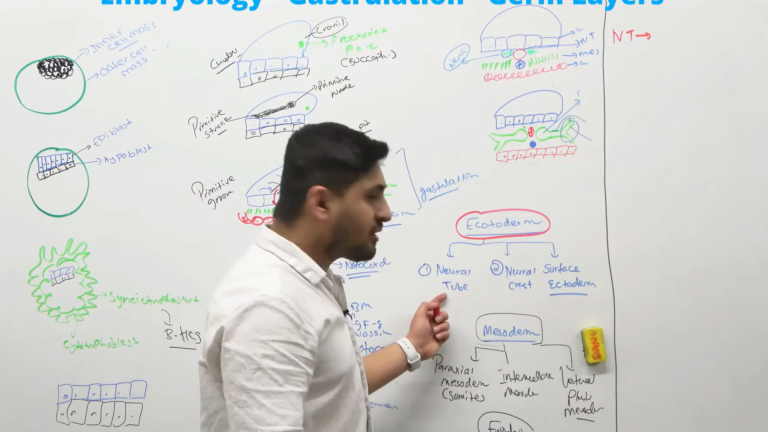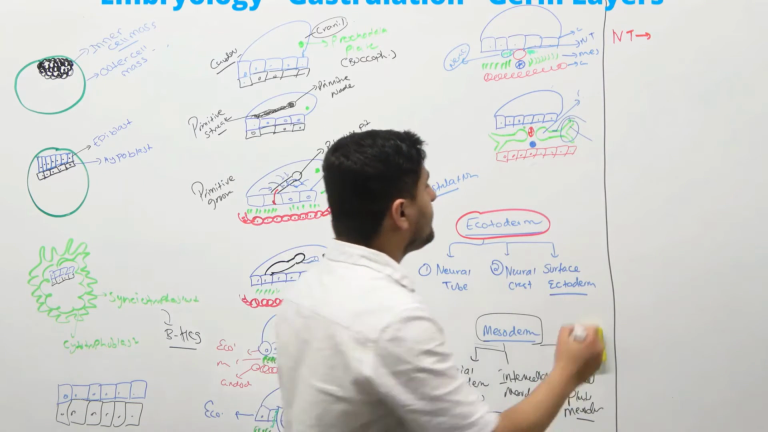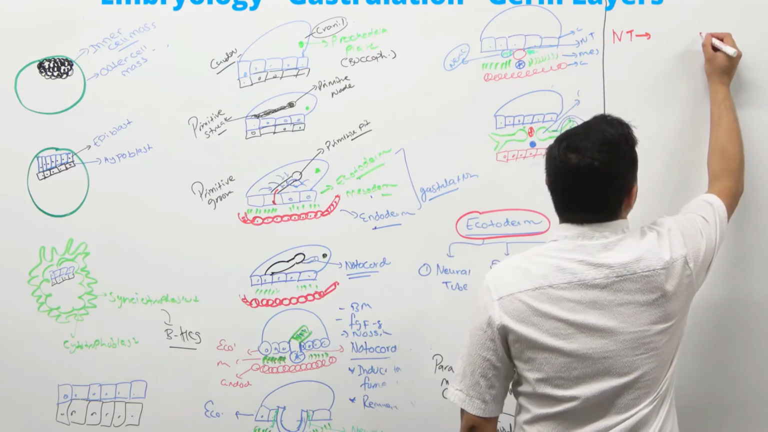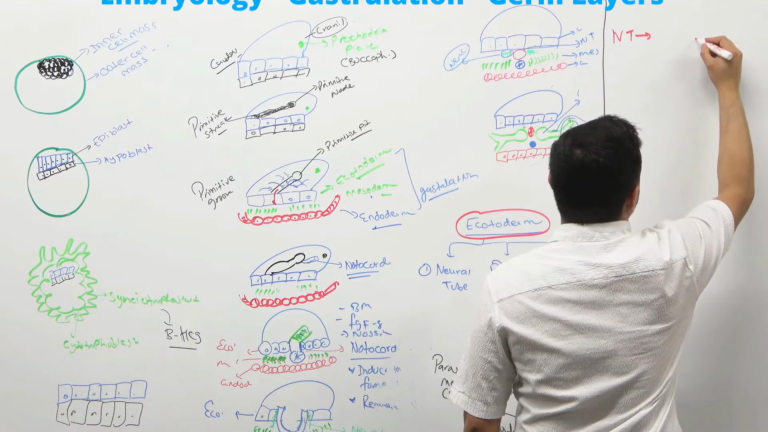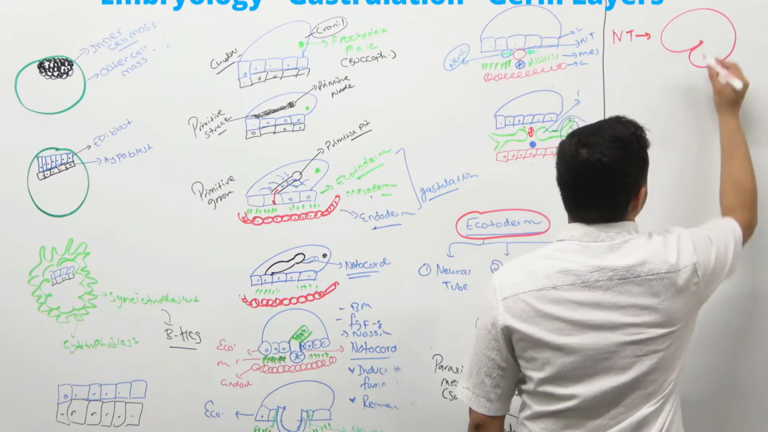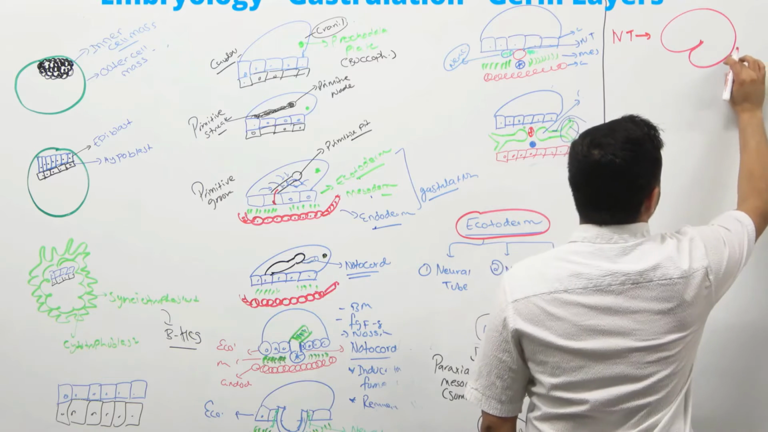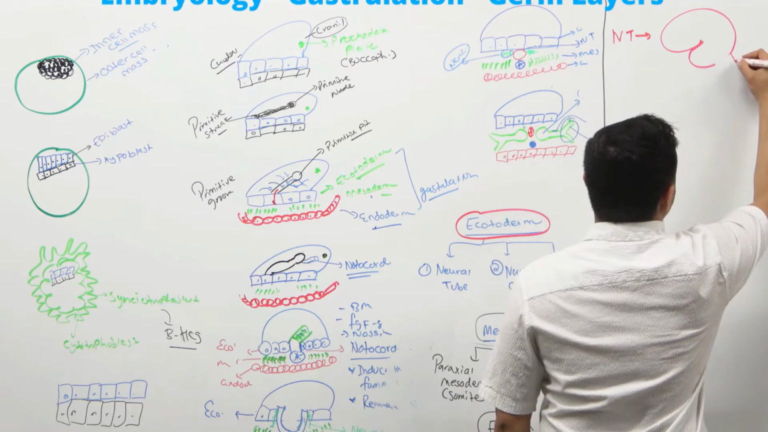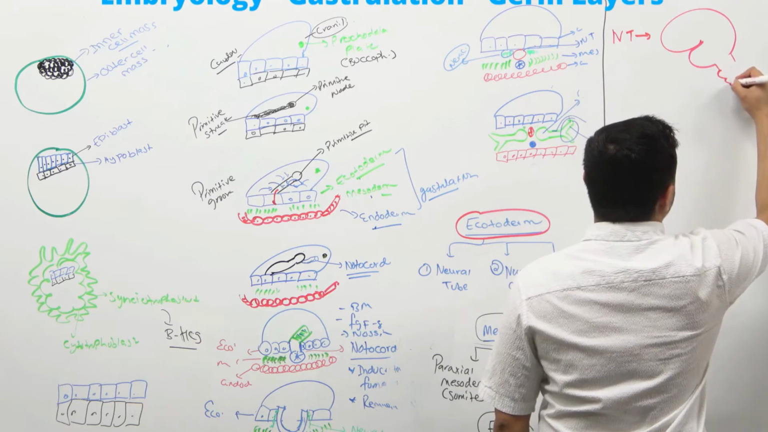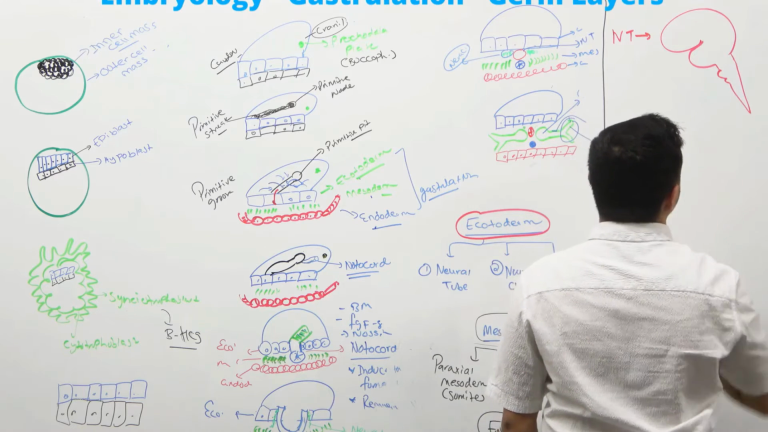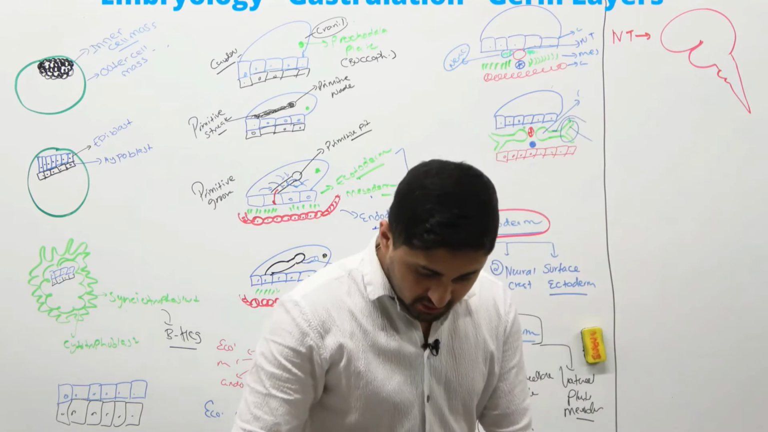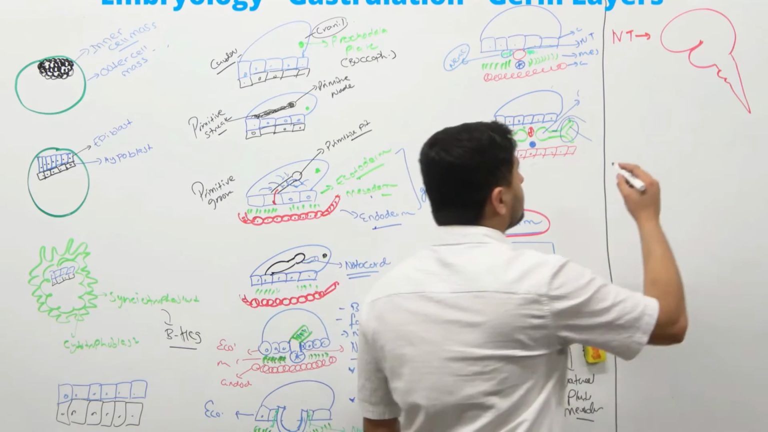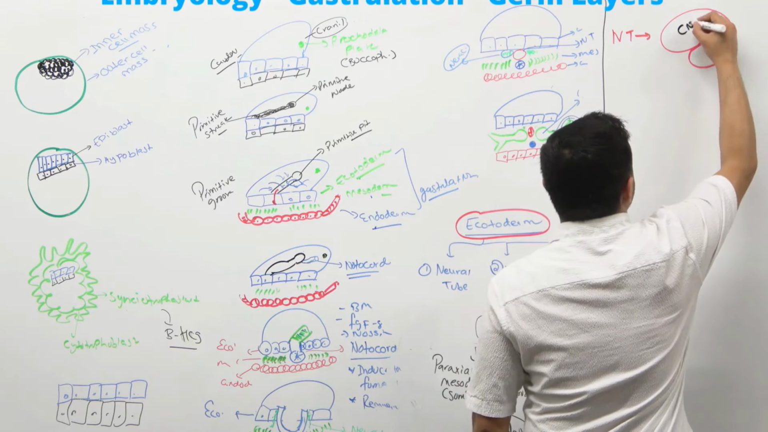Neural tubes are very important for what? Making the central nervous system, right? So let's draw a central nervous system like this. Now this is the central nervous system. The neural tube is going to form something called the central nervous system, correct?